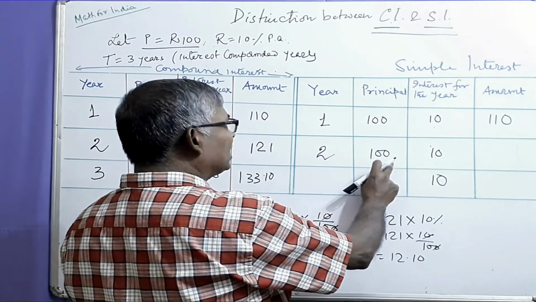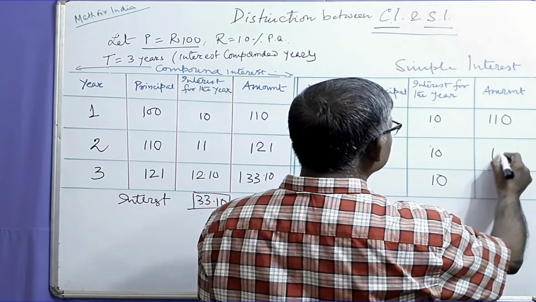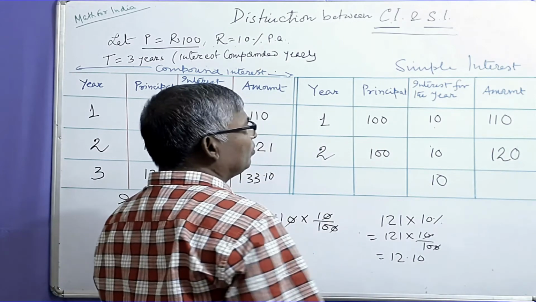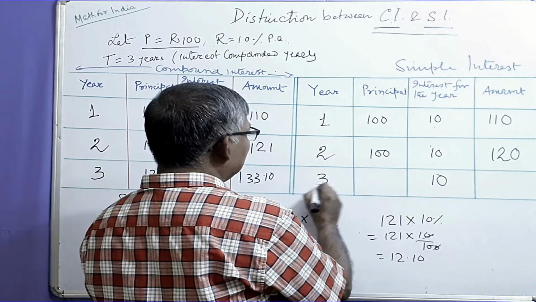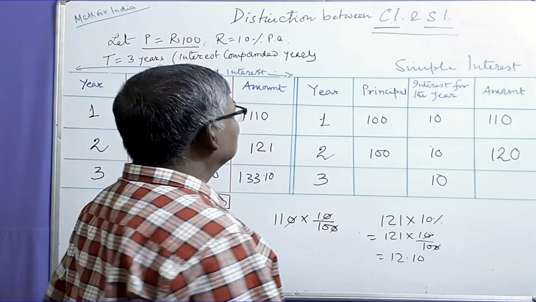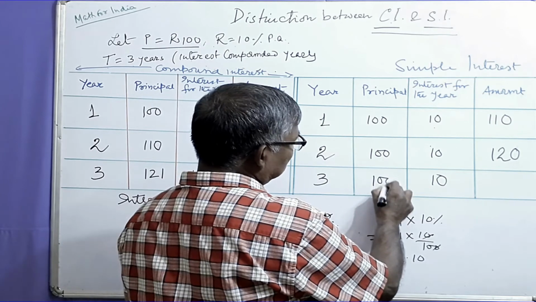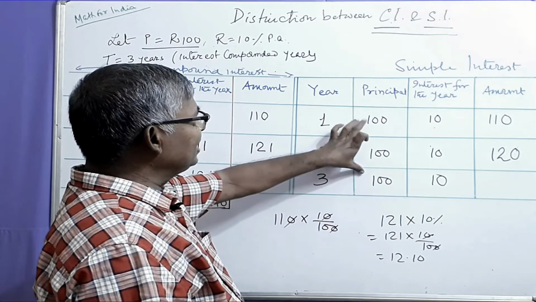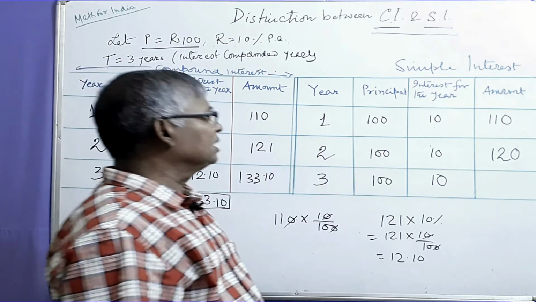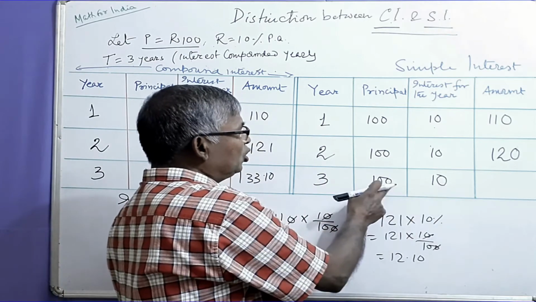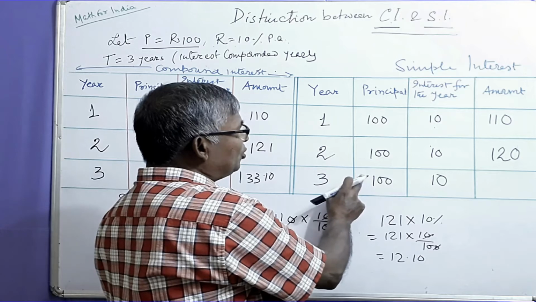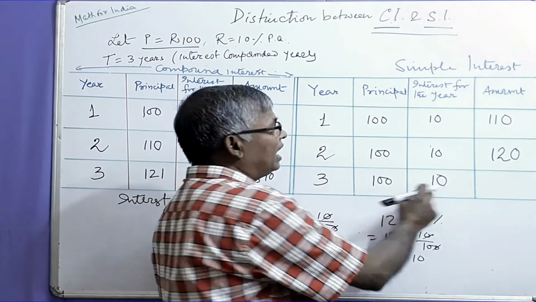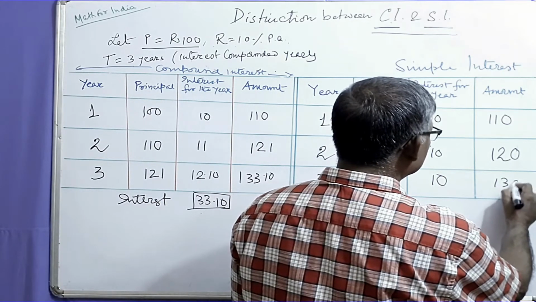So here the principal will be 100 at the end of the second year. So the amount will be 120. Again, at the beginning of the third year, the principal will remain the same because the amount is invested for 3 years. So the principal never changes and the interest will be at the same rate, that is 10. For rupees 100, 10% of 100 means rupees 10. So the interest will remain the same and the amount will be 130.